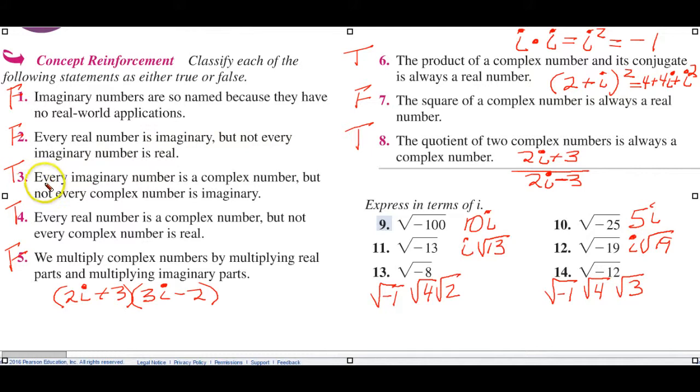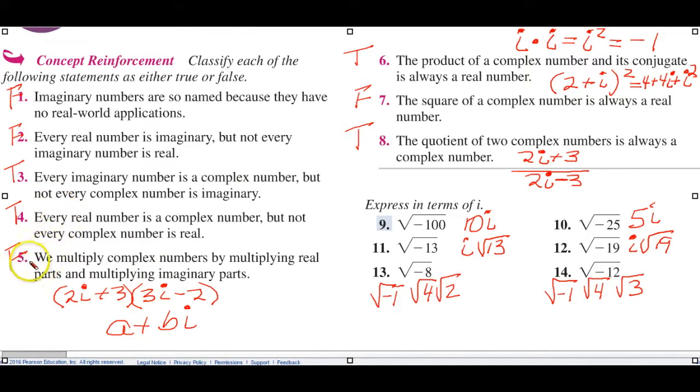All right, let's go on to number 3. Every imaginary number is a complex number. That part is true. But not every complex number is imaginary. And that part is true also. We can look at it here. Here, this is imaginary. This is real. Remember, the formula for complex number is A plus BI, where A is the real number and BI is the imaginary. Together, this is the complex number.